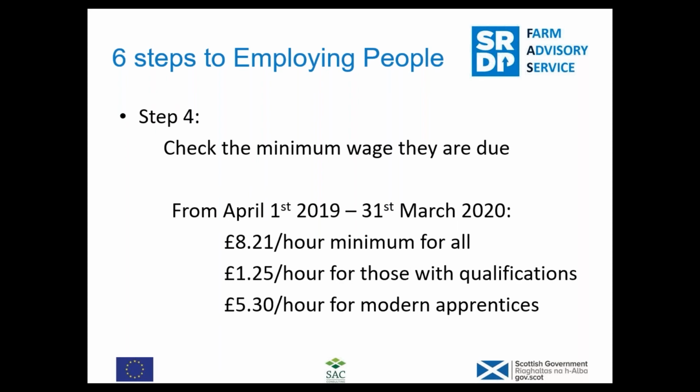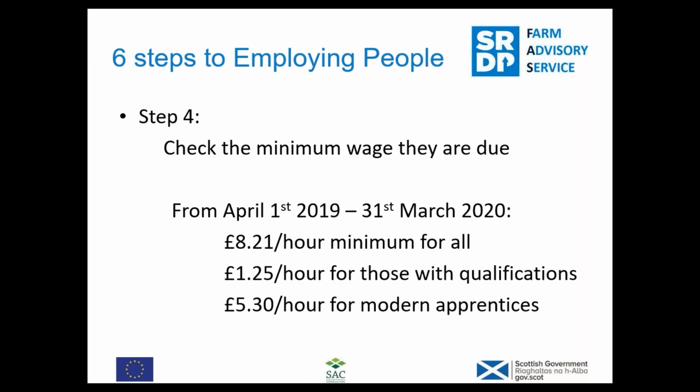But to have a look at minimum wages for the moment, it's £8.21 per hour as a minimum for all people. You then have the option, if your workers have qualifications in agriculture or horticulture at level 6 or 7 SCQF or above. So that's everything from modern apprenticeships to national certificates up to diplomas and upwards. Then they are entitled to a £1.25 per hour top up. So that would take their minimum wage at the moment up to £9.46 per hour.